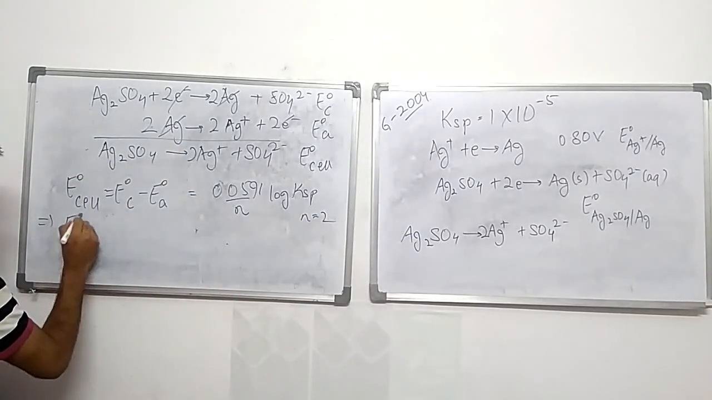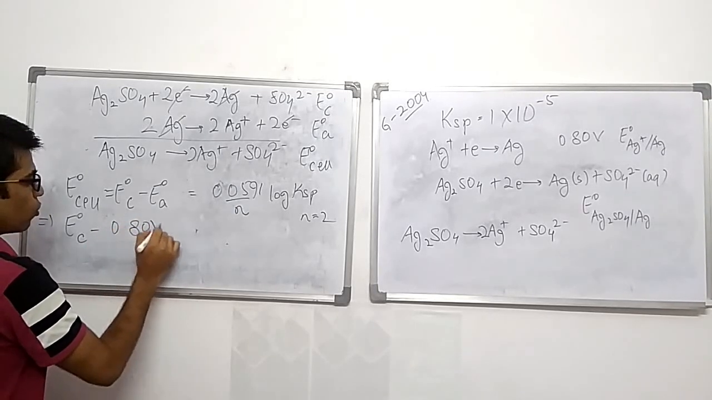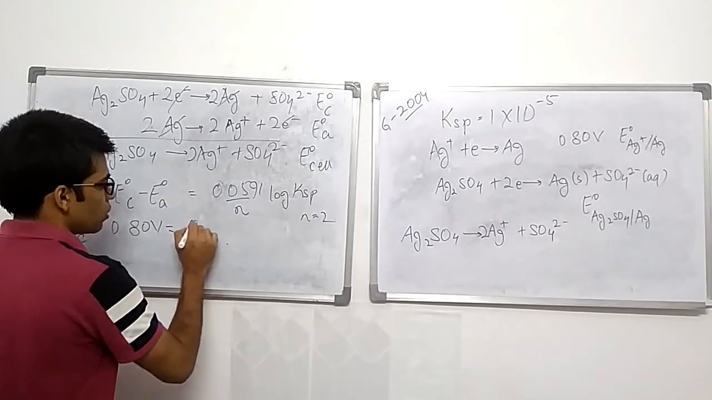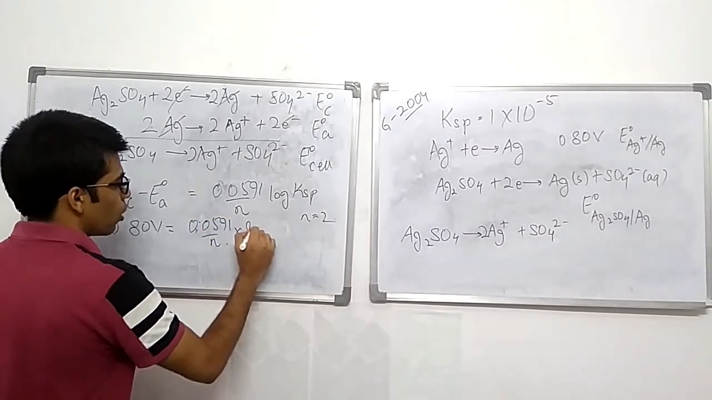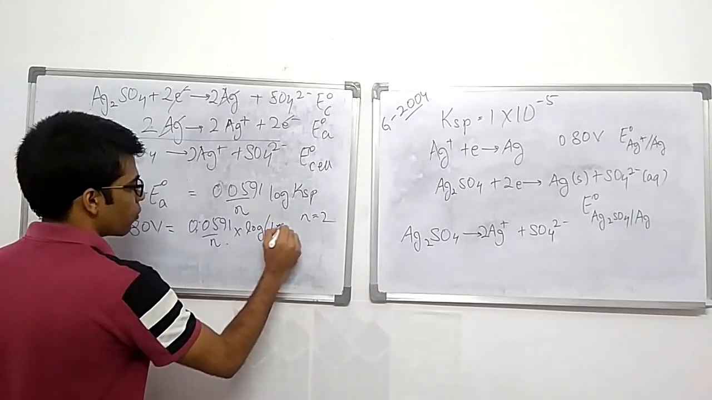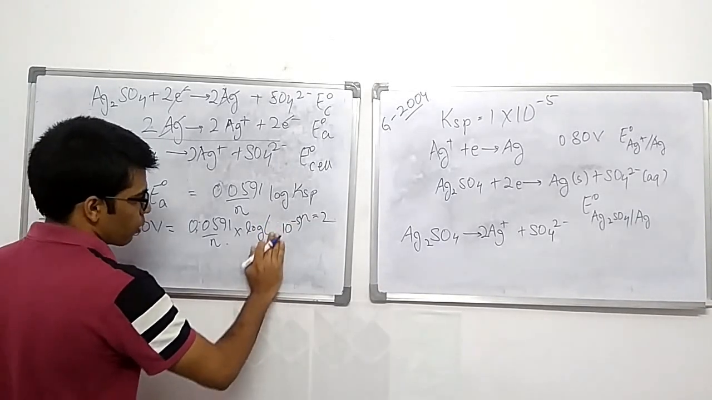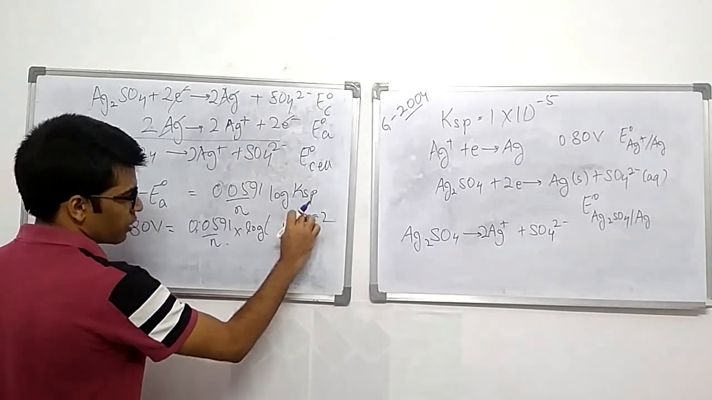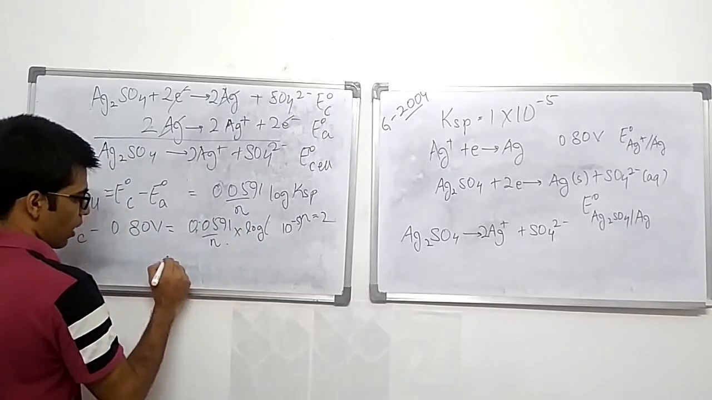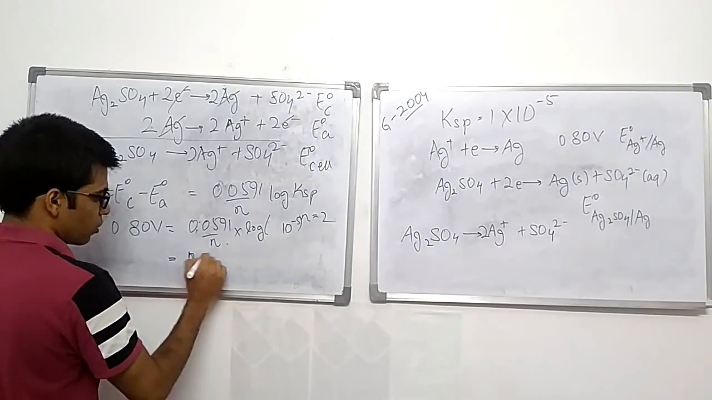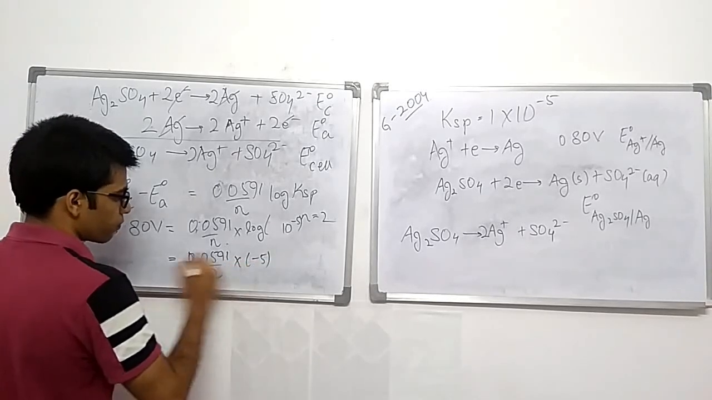So I get E naught cathode minus anode is what? 0.80 volts. This is equal to 0.0591 by n into log 1 into 10 power minus 5. 1 into 10 power minus 5 means simply 10 power minus 5, and we know log for this means the power will come in front. We are left with log 10, which is 1. So I get 0.0591 by 2 into minus 5.